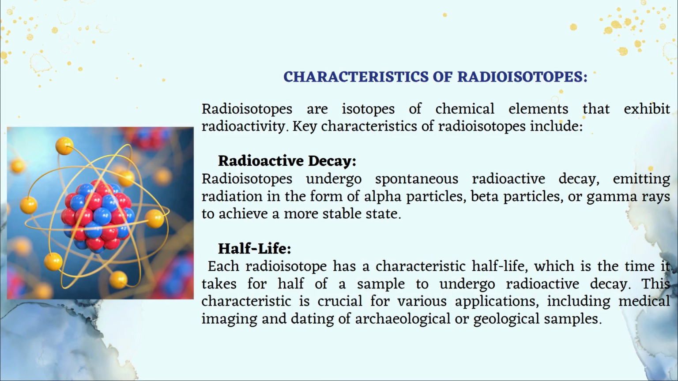Further, moving on to the important character of radioisotopes. These are the isotopes made of chemical elements that exhibit radioactivity. Some of the characteristics of radioisotopes include radioactive decay. Radioisotopes undergo a spontaneous radioactive decay by emitting radiation in the form of alpha, beta, and gamma rays to achieve a stable state. This decay is steady based on the applicative property.